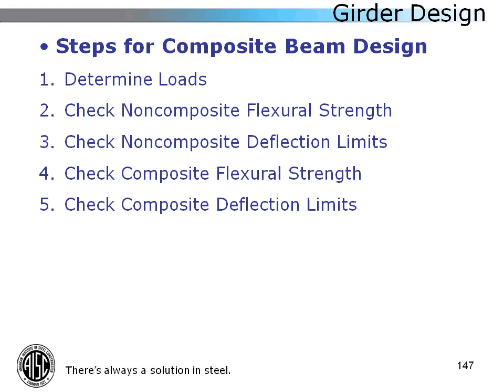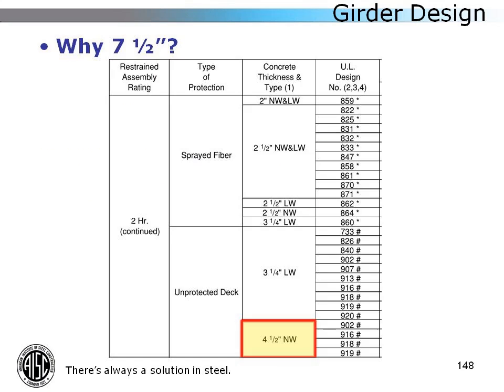So there are a couple steps for composite beam design. Step 1, determine the loads. That doesn't have anything to do with composite design. That's what you always do. And then we have steps 2 and 3 for checking the flexural and deflection limits on a non-composite section prior to the concrete hardening. And then steps 4 and 5 to check those same limits on the composite section. Now again, the section that we're looking at is an unshored section. So step 1, determining the loads.